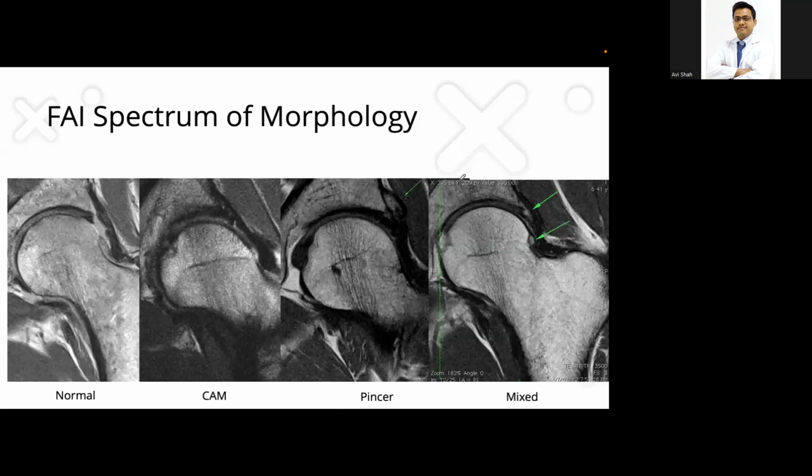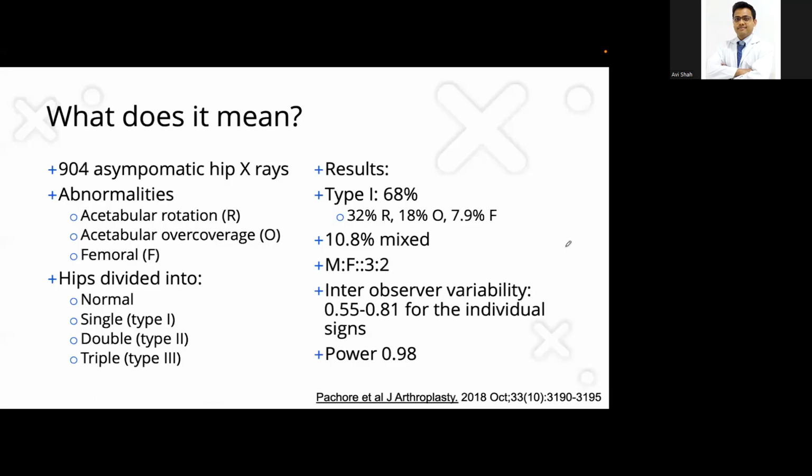So what is the spectrum of things that we can see on MRI? We can see a normal, proper S-shaped thing here. We can see a flattened S here in somebody who has a cam lesion. We can see a big bony prominence here in somebody who has a pincer lesion. And you may see a combination of this bony prominence here, as well as this bony prominence here, that could lead to impingement. So now what does all of this mean?